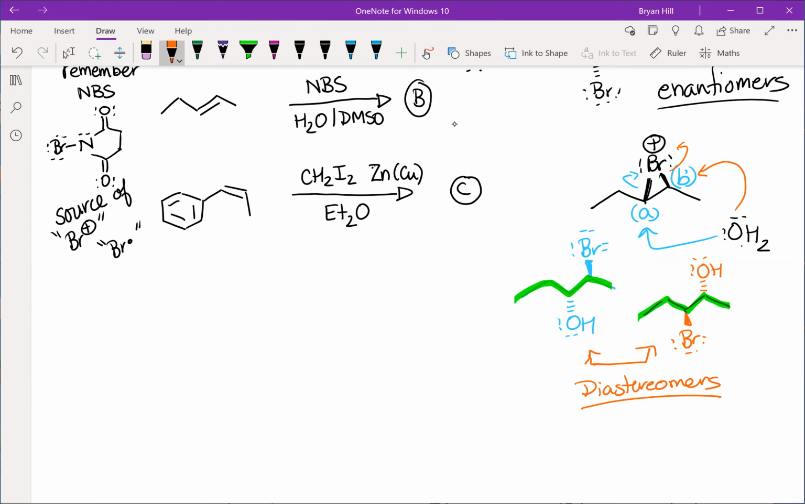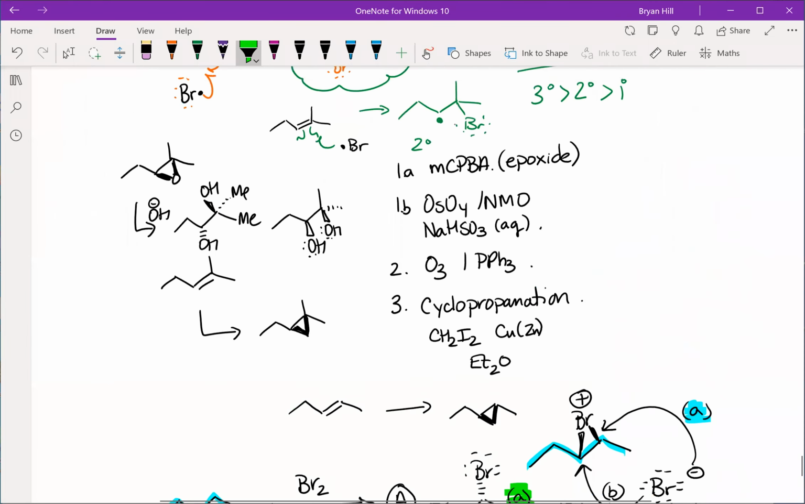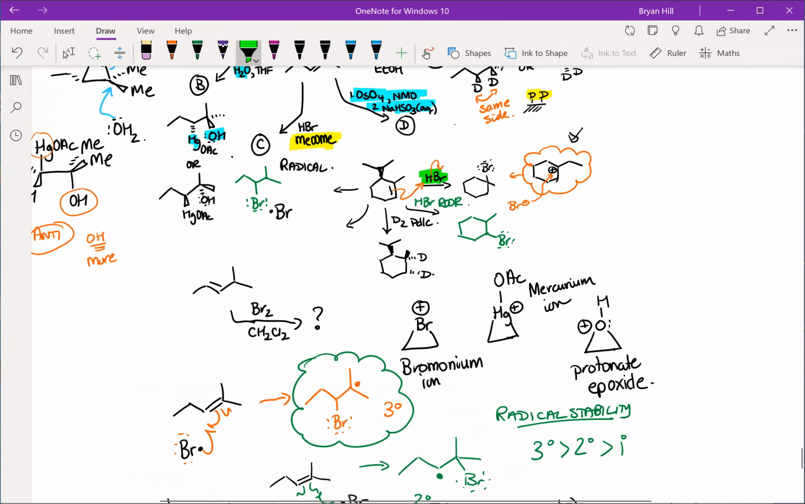So if I'm going to ask a question with NBS and water, for sure I'm going to have one of the two carbons being more substituted than the other. This is sort of why I said, if you're making a little map at the start, make sure that one of the carbons has more substituents on it than the other. So if there's any Markovnikov or anti-Markovnikov addition going on, you can see it.